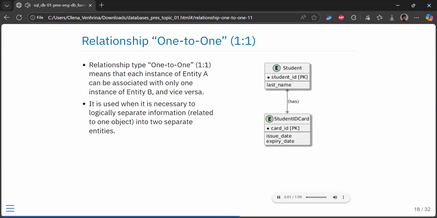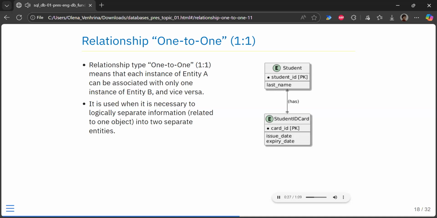Starting a detailed review of the last component, relationships, we will consider 3 types of cardinality. The first and simplest is one-to-one. As the name implies, this means that one record in table A can be linked to only 1 or 0 records in table B, and vice versa. A classic example is student and student ID card.